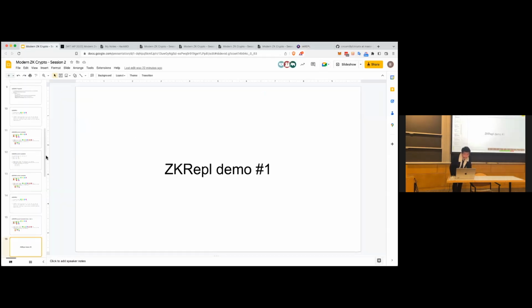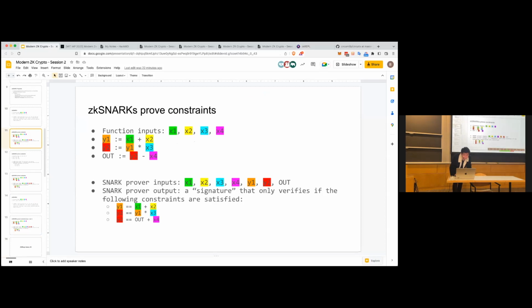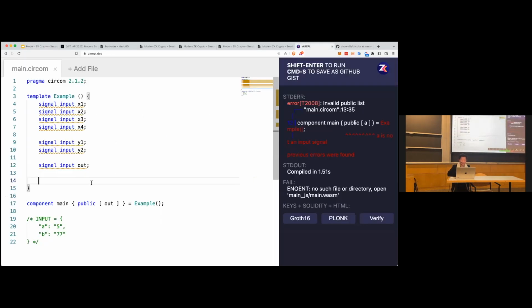Okay, so now we've declared our variables. Now we need to write our constraints. Again, these are our 3 constraints: y1 is x1 plus x2, y2 is y1 times x3, and y2 equals out plus x4. So basically we can just go ahead and write those equations down.